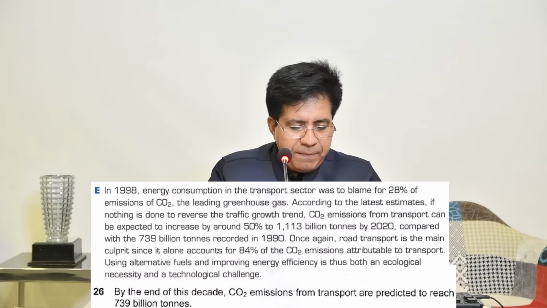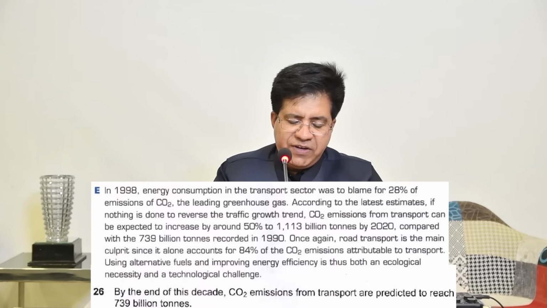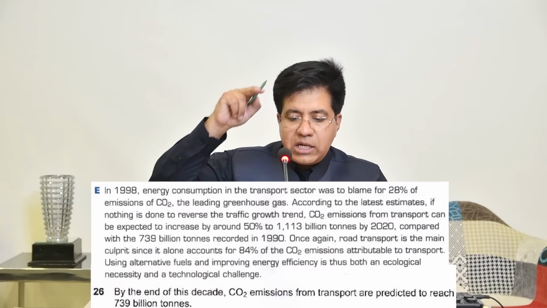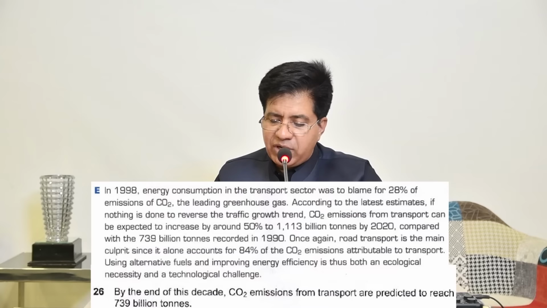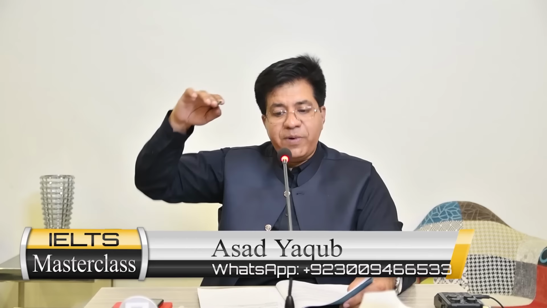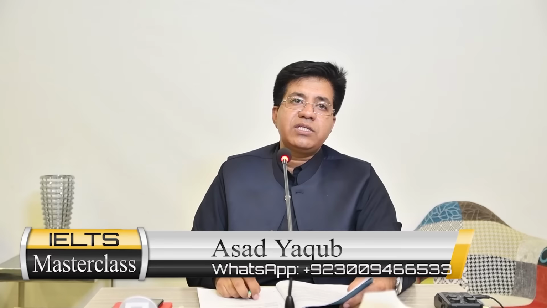Okay, now come back. Paragraph E, and I'm going to read it from the fifth last line. Be expected to increase by around 50% to 1,113 billion tons by 2020, compared with the 739 billion tons recorded in 1990. Once again, road transport is the main culprit since it alone accounts for 84%. Now listen, road transport accounts for 84% of 739 billion. Understand the point? They said 84%. So when they say by the end of this decade, CO2 emission from transport are predicted to reach 739, no. Road transport is 84%. So 84% of 739 is not 739. That is why the answer is false. Very technical, huh?